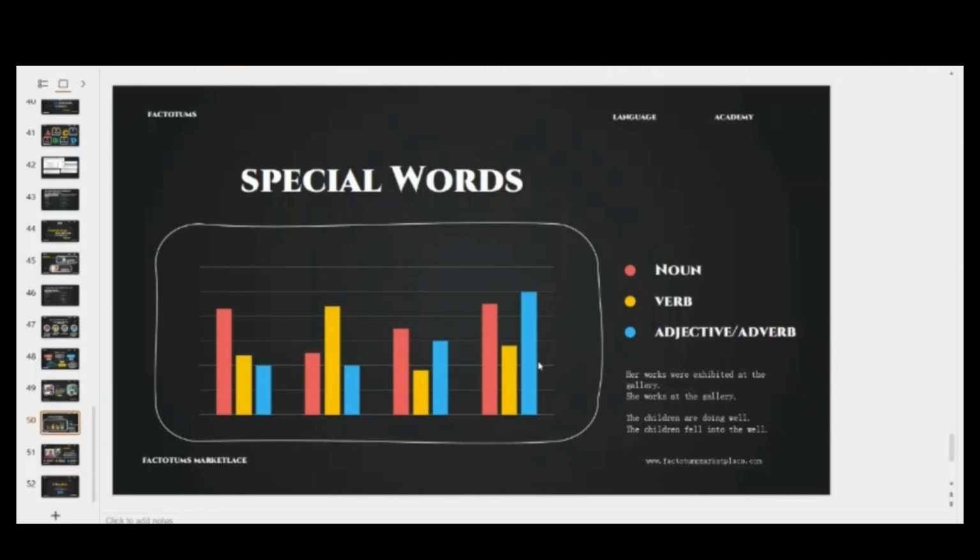If you do a painting, we say it's a work. It's a piece of art. So "her works" is a noun, and "she works at the gallery" is the verb. You see what I mean? So sometimes you will find words that have two functions.